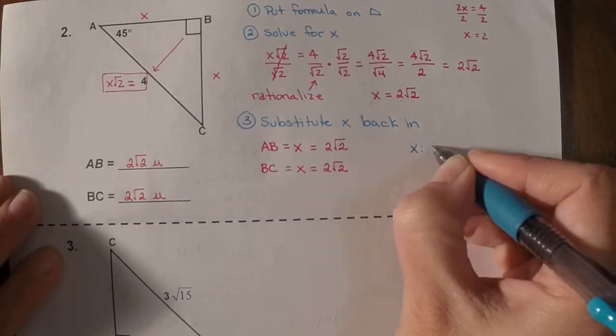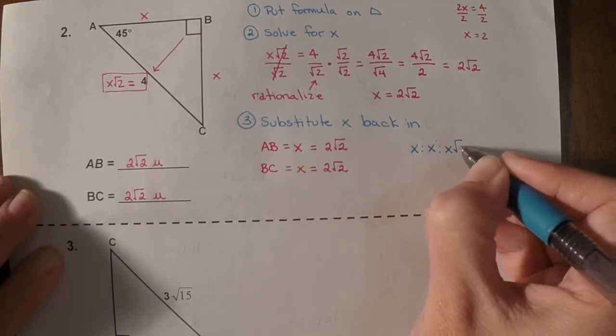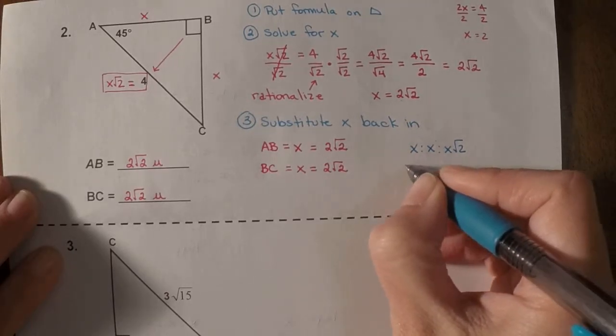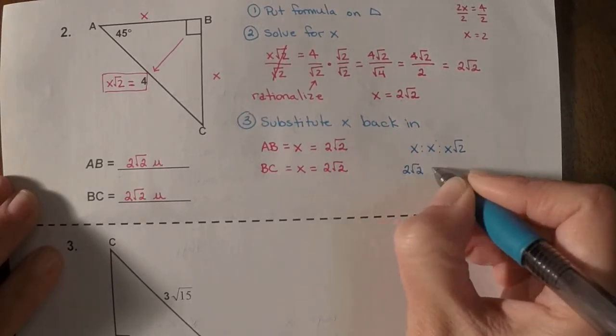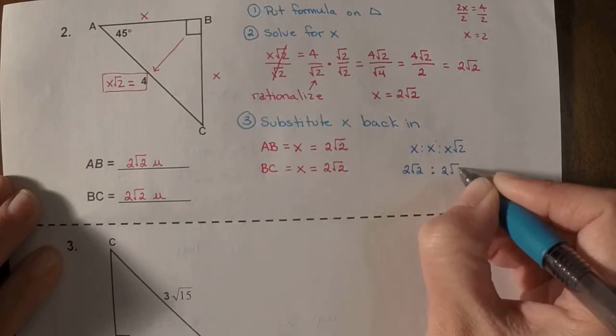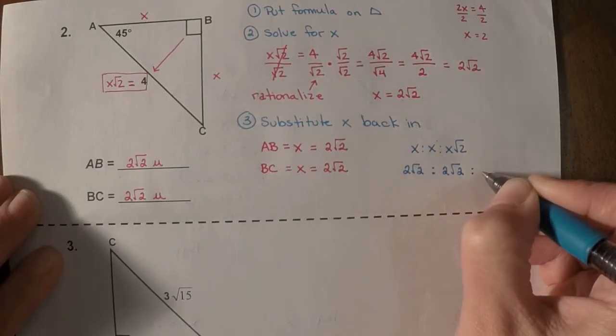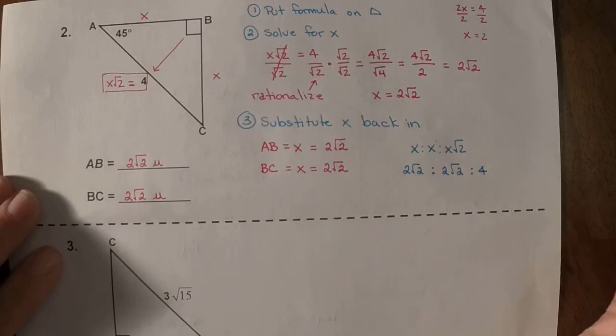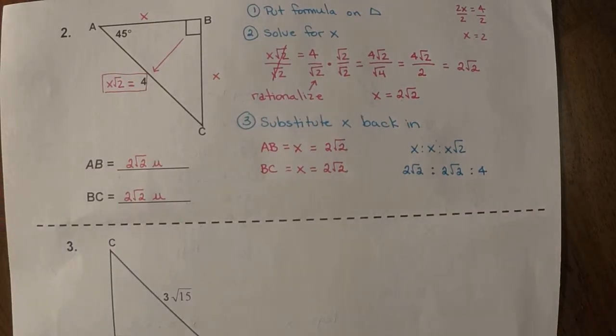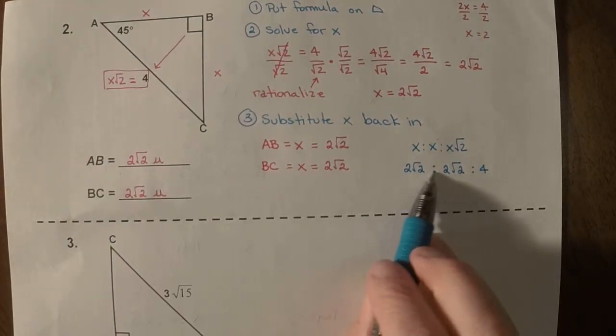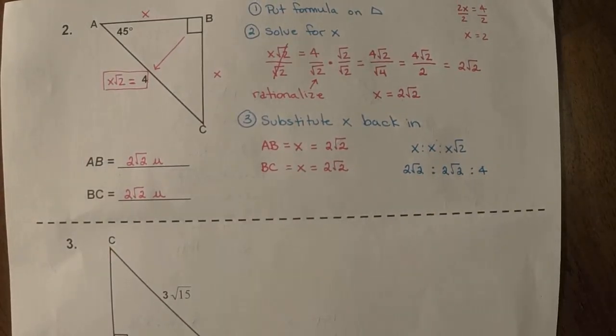We had x, x, and x root 2. So this would have been 2 root 2, 2 root 2, and then that would go to 4. So that's what it would look like in ratio. These two should always be the same, and then this should be your different one.